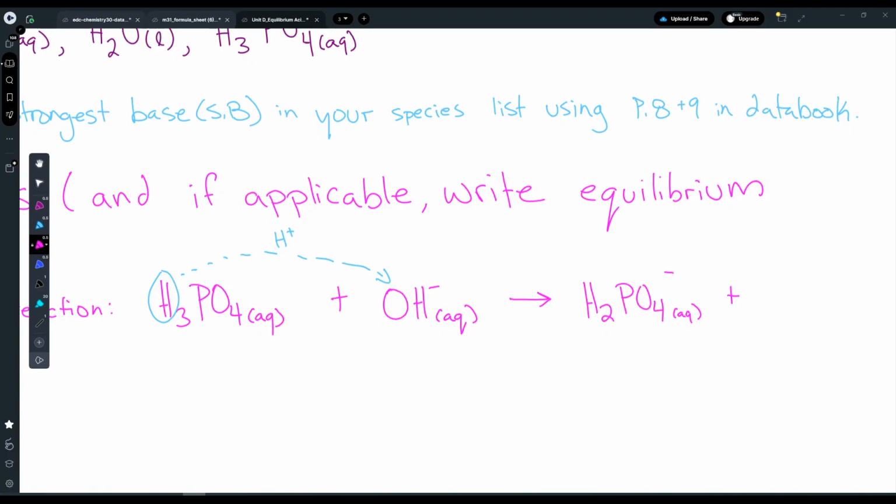Now for our other product, we need to imagine the hydroxide ion with one more proton in it, so that would be water. And water is always liquid, it is never aqueous.